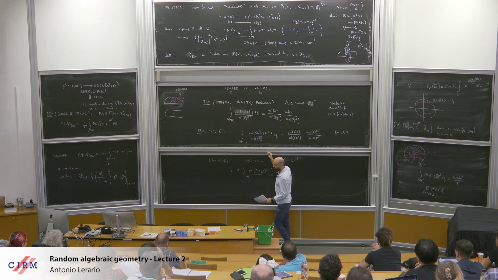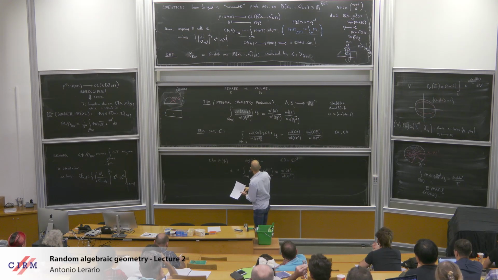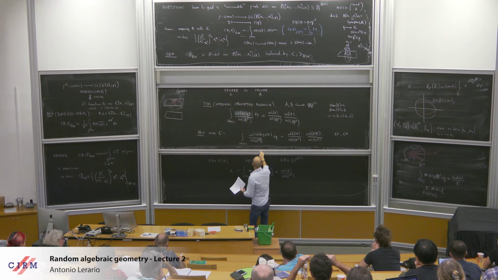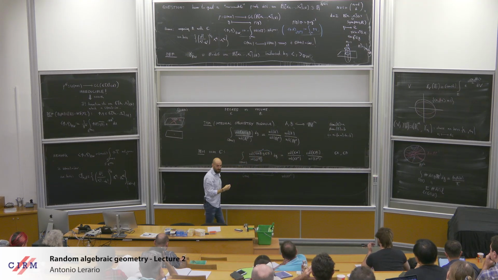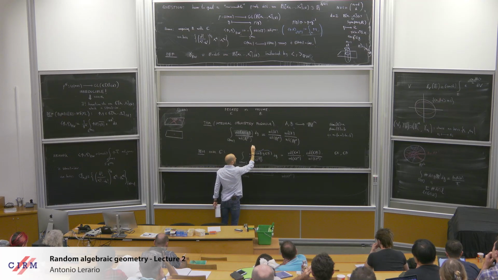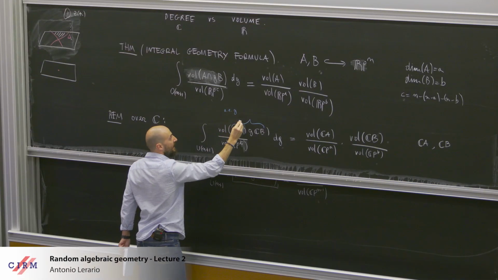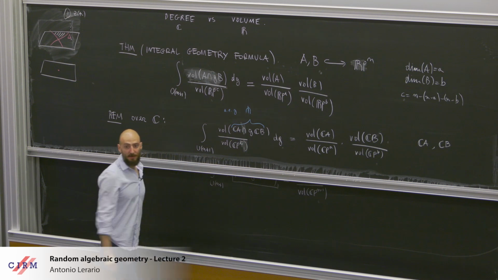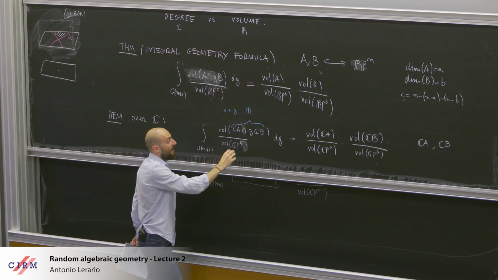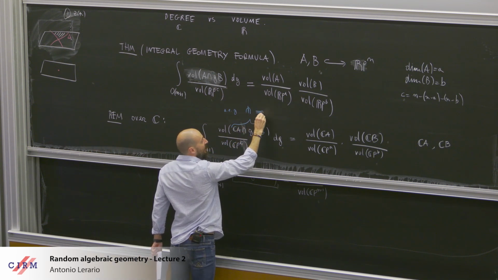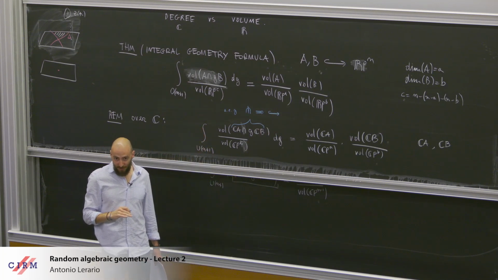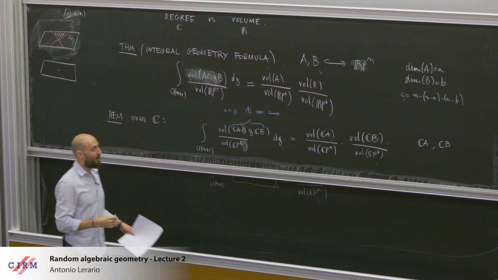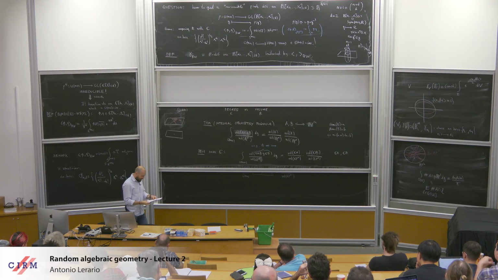So, good question. Maybe I was too fast. So this is for almost every G, the intersection is transversal. Okay. When it's transversal, then it's a submanifold. Let's put it this way. You restrict the volume form, and then you compute the volume with respect to this. Okay, so that's the idea.